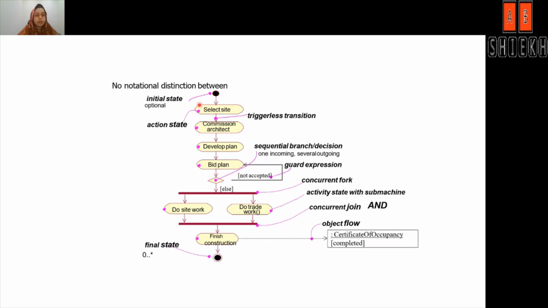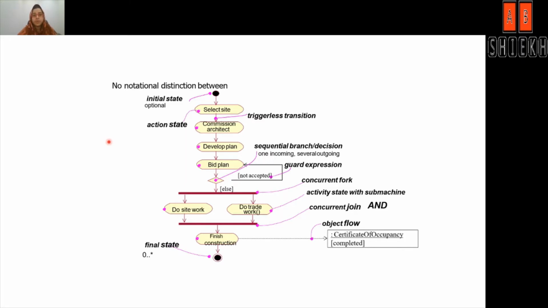An action state, like select site right here, is an atomic execution state that results in a change in the state of the system or the return of a value. For example, calling other operations, sending a particular signal, creating or destroying objects, or some type of computations. These action states are normally non-decomposable states, which means they do not contain their own activities or actions, like the activity state.